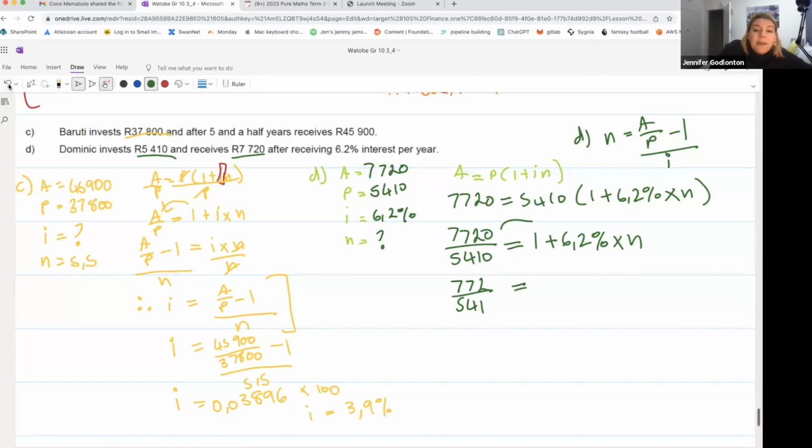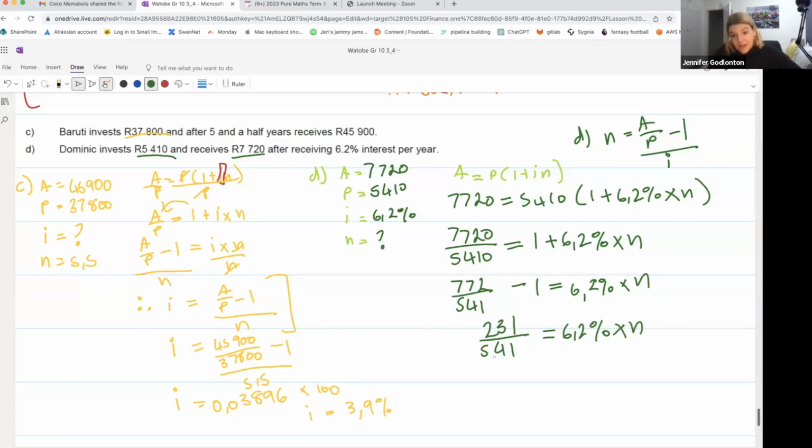It depends on how strict your teachers are. Some of the teachers want the interest to be given as a percentage, but some of the teachers aren't super strict about it. My gut is to say make it a percentage, but ask your teacher because it will depend on them. Again, we're just going to chuck that in. So we have 772 over 541, and we're going to minus 1 from that. And so now we get a fraction, 231 over 541, is equal to 6.2% times n.